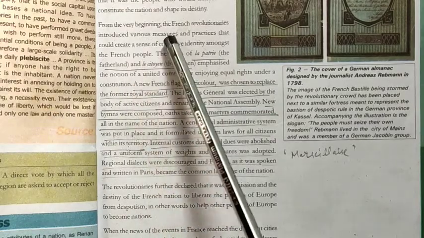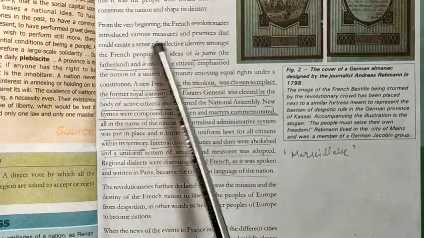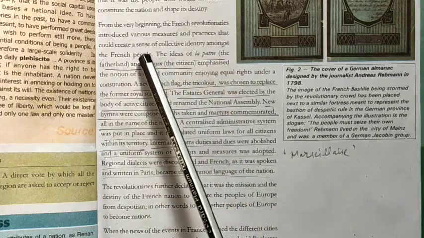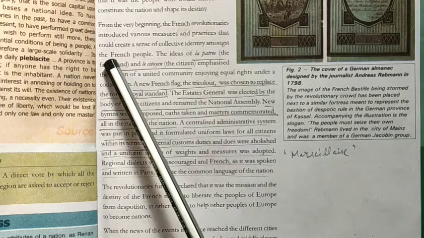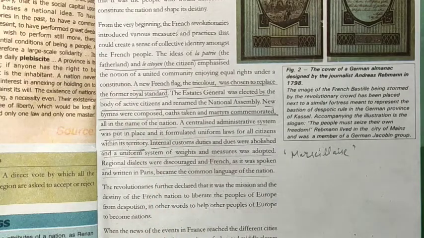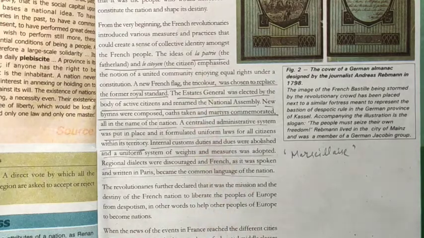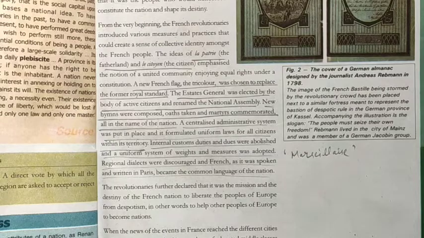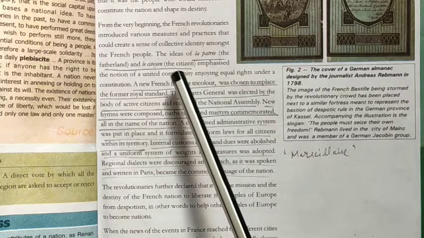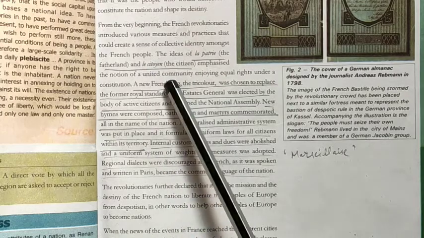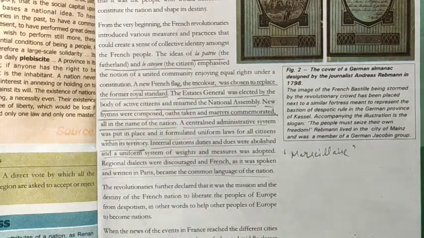From the very beginning, the French revolutionaries introduced various measures and practices that could create a sense of collective identity amongst the French people. Just as we Indians consider our nation as motherland, the French revolutionaries put forward the idea of la patrie, which means the fatherland. It refers to the homeland of les citoyens, which means the citizens. This idea stressed equal rights under a constitution.